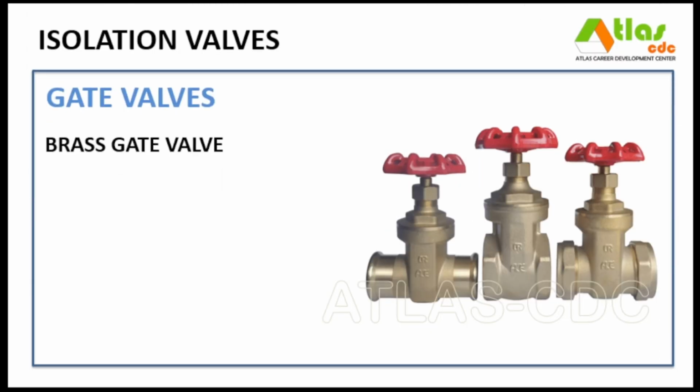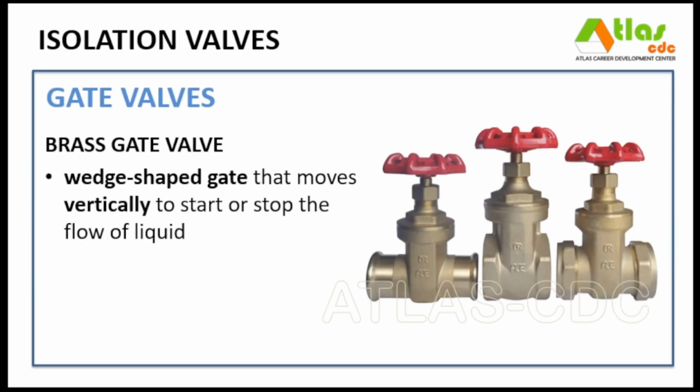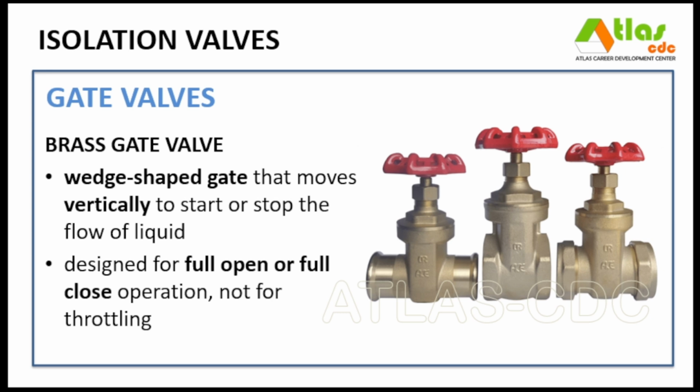A brass gate valve uses a wedge-shaped gate that moves vertically to start or stop the flow of liquid. Its mechanism is designed for full open or full close operation, not for throttling. The function is to isolate flow in plumbing systems, especially for potable water, where brass resists corrosion and is lead-free when required. Brass gate valves are cheaper and better for low-pressure or residential applications.